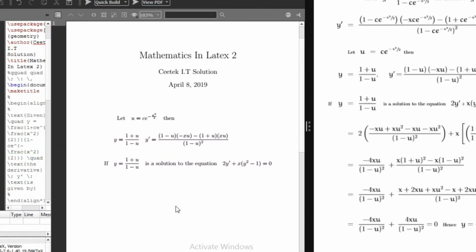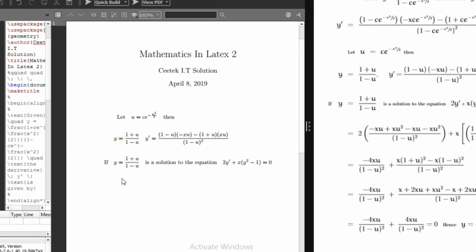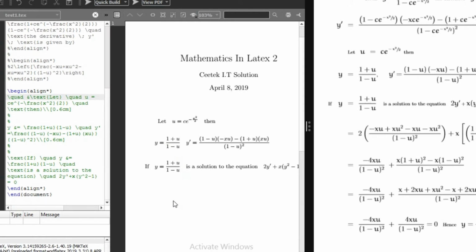Okay, so now you can see this is a little bit nicer than how it was. We have these two equal signs aligning themselves. This is what the ampersand sign is used for, and you can manipulate this to get a very neatly formatted document.